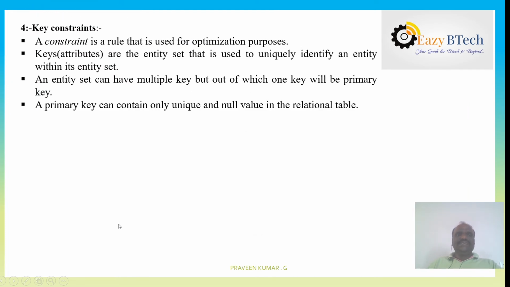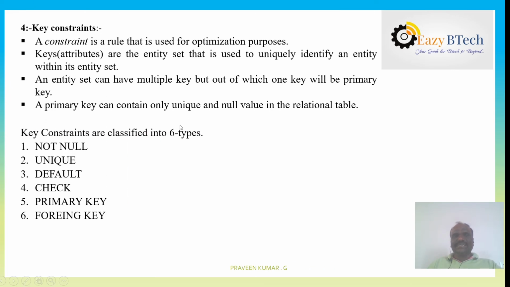Next one is key constraint. What is a key constraint? A key constraint is a rule that is used for optimization purposes. Keys are nothing but attributes in a table or in an entity. In the previous table, employee number, employee name, employee salary are all called keys. What are the types of key constraints? Key constraints are classified into 6 types: not null, unique, default, check, primary key and foreign key.